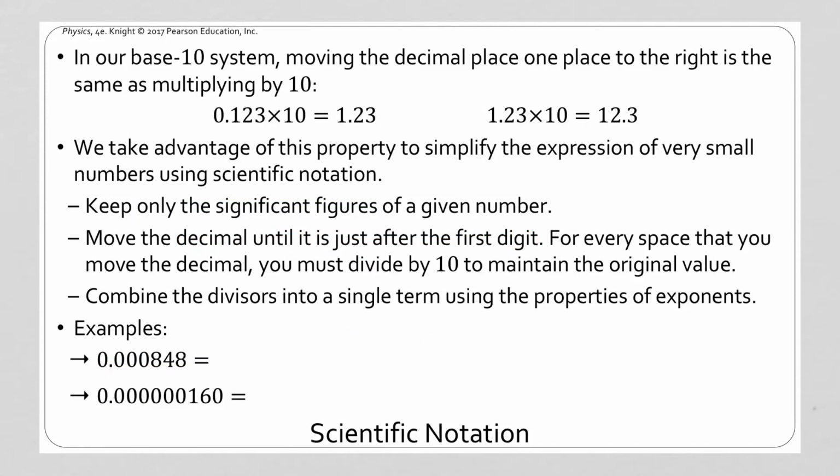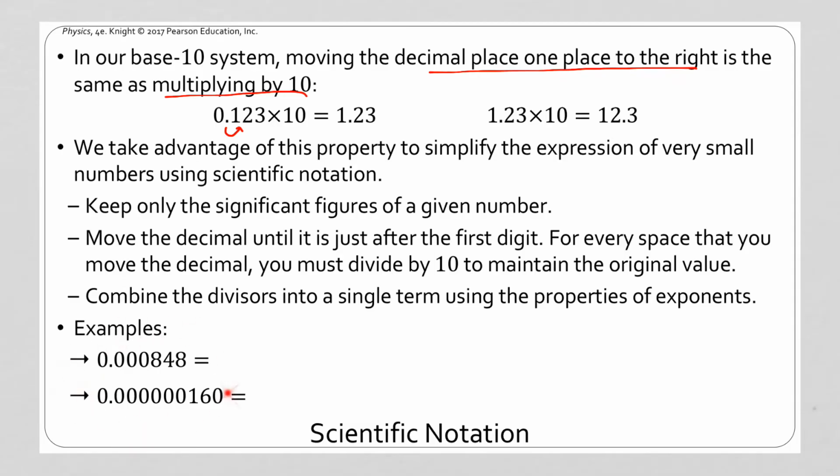We can use the same method for very small numbers. If we have a number that is less than 1, if we multiply by 10, we move the decimal point 1 column to the right. So moving the decimal place to the right is the same as multiplying by 10. So we can do basically the same thing we did before, but in the opposite direction.